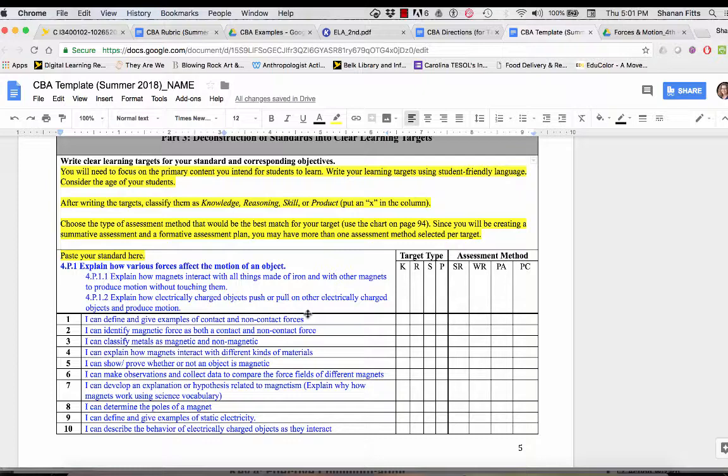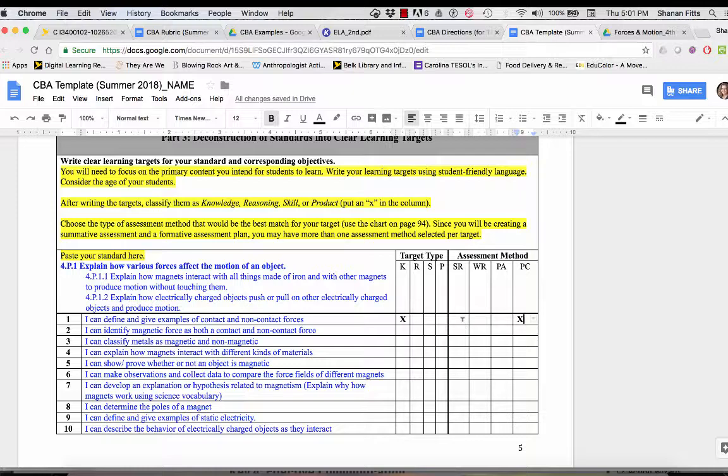After I write my learning targets, I'm going to note what type of target it is and what assessment method I would use. So here, define and give examples of contact and non-contact forces. That's a knowledge level target, so I would just make an X there. And so I'm probably going to be using personal communication, like if my students are doing explorations, scientific inquiry explorations in class, I'll probably be using personal communication.